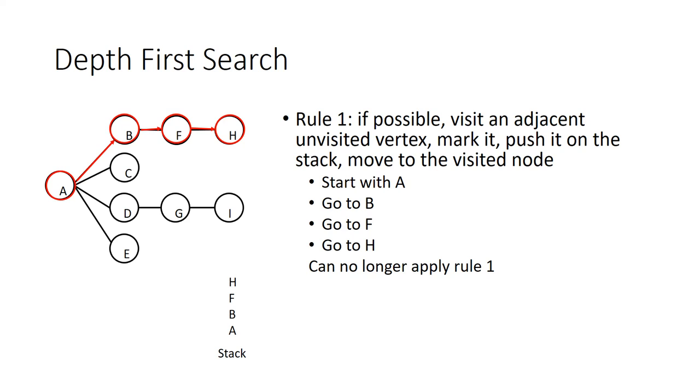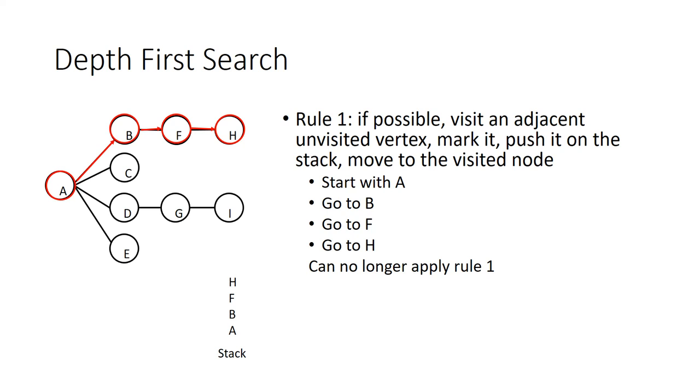F hasn't been visited yet. So I'll visit it, mark it, put it on the stack, and then I'll ask the question, is there any place I can visit from here that I have not visited yet? And the answer is yes, I can go to H. So I visit H, I mark it, I put it on the stack, and I look around for something else to visit, and there's nothing left that I haven't visited. So I can no longer apply Rule 1. You'll see where I've gotten the stack to at this point. I've got H, F, B, and A on my stack.